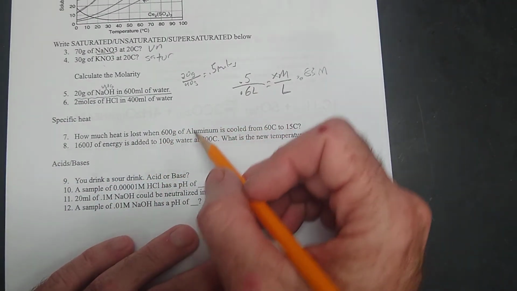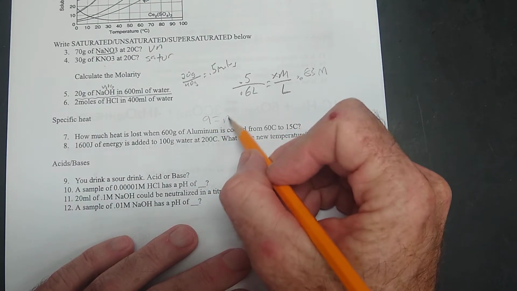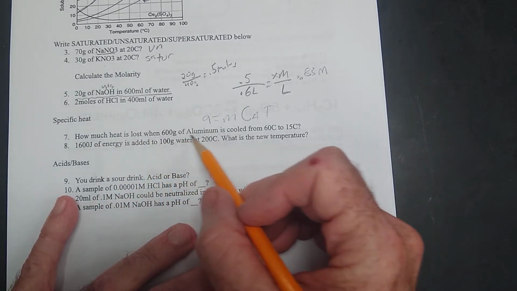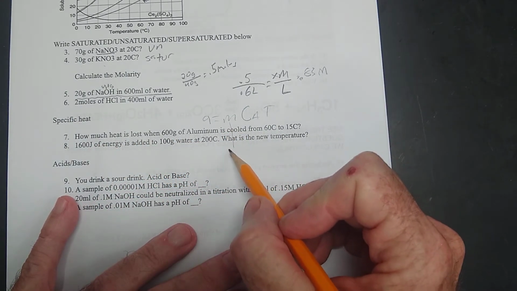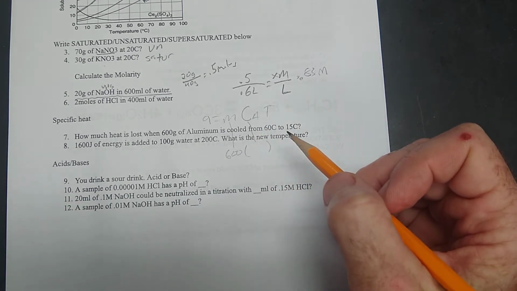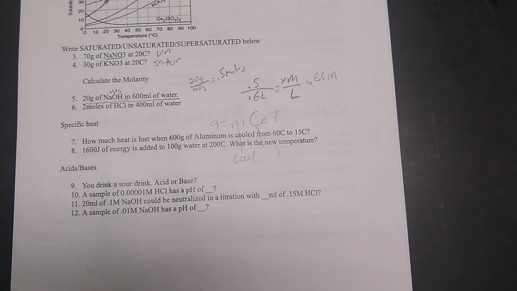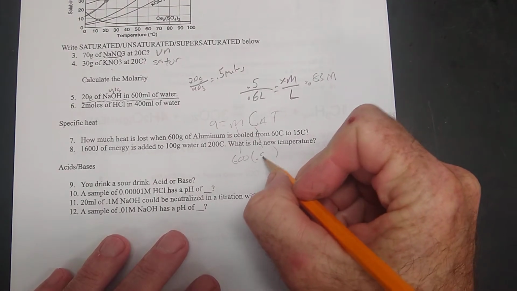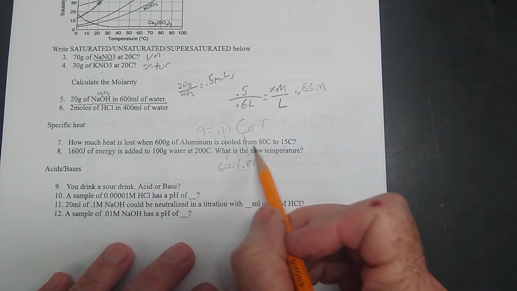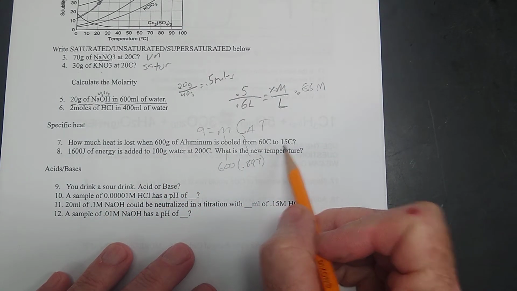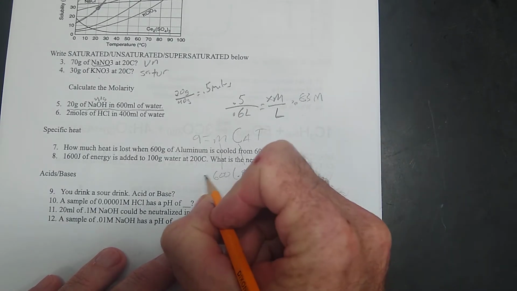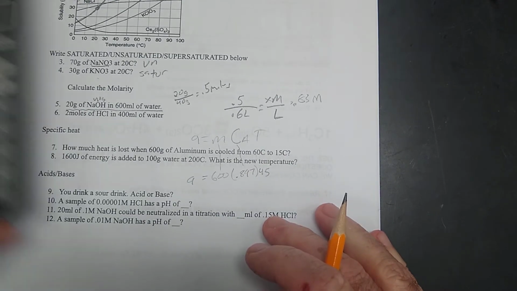How much heat is lost? All right. Q is equal to MC delta T. How much heat is lost when 600 grams of aluminum, 600 grams. We've got to look up the C for aluminum. So the C for aluminum is 0.897. And the water is cooled from 60 to 15, so the change in temperature is 45. So how many joules of energy were lost?